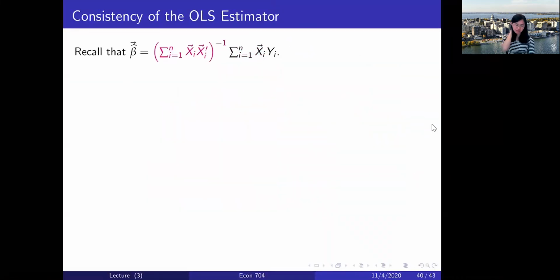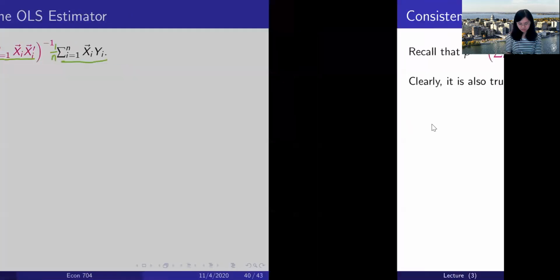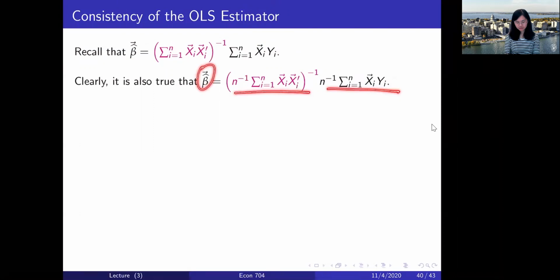To do that, we start with the explicit formula that we derived in the last lecture for the ordinary least squares estimator, which is this. The first thing we do is multiply 1 over n to this summation and also multiply 1 over n to the summation inside the bracket. Doing that will not change the value because this 1 over n is multiplied to something that's inside the inverse. So what we are actually doing is multiplying by n and then dividing by n, and the value of the expression doesn't change. So beta hat can be written in this form. That's the sample average of this random matrix, inverted, times the sample average of this random vector.